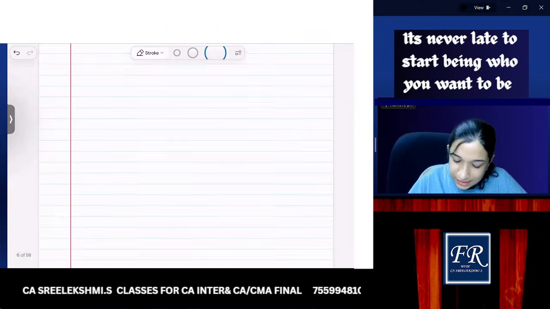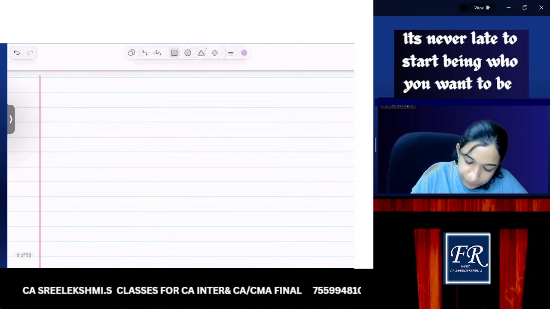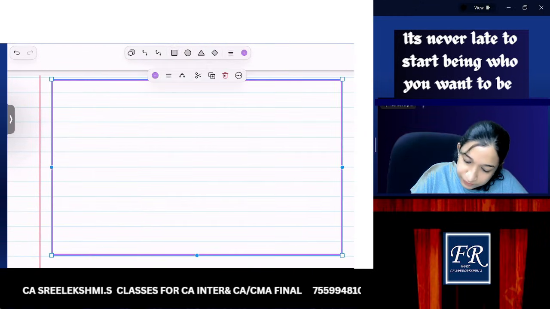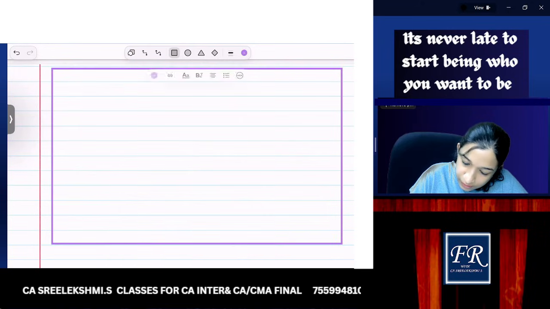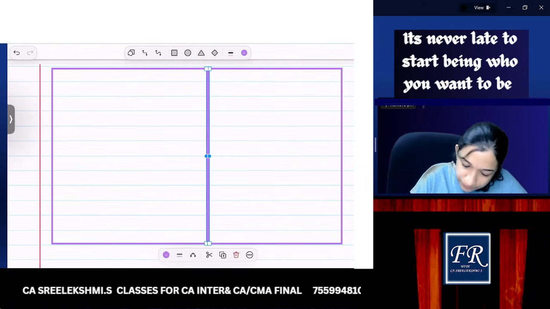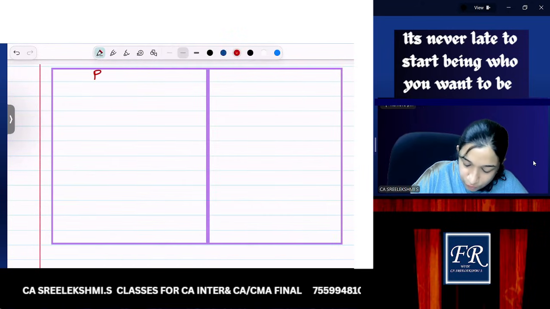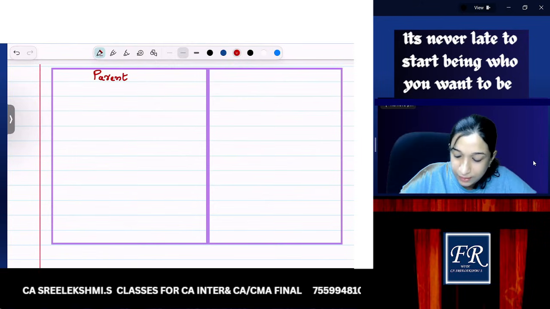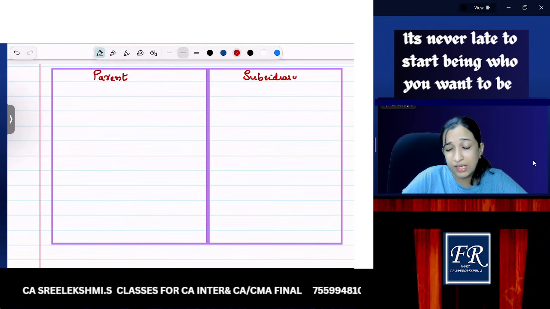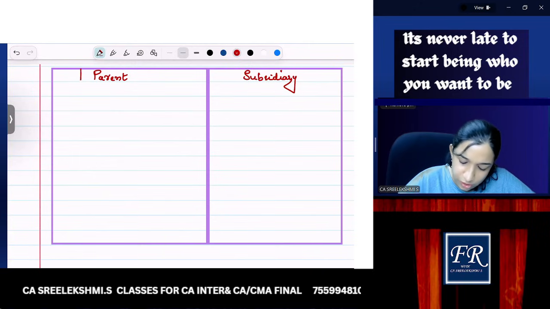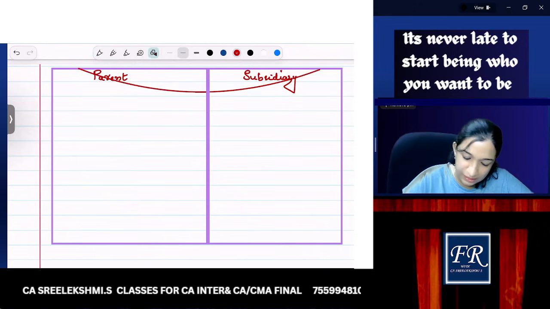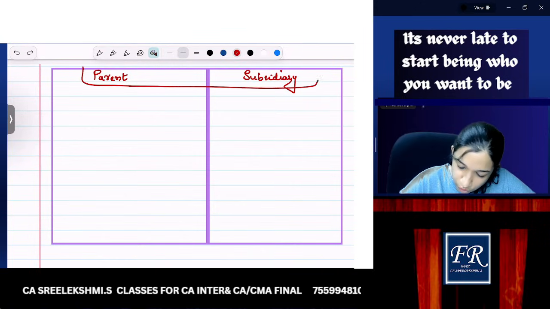So I'm writing like this. Originally, in the books of parent, what was the entry? Originally, in the books of subsidiary, what was the entry, and what is the accounting to be done when the settler, the issuer, has changed? So very conceptual. Let's find out what is to be done.